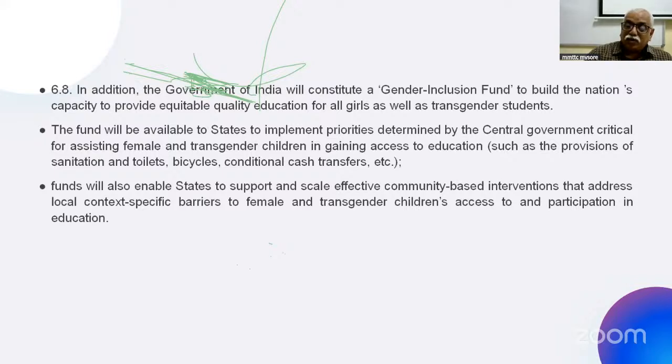To promote that, the policy says they are going to create a gender inclusion fund. The central government is going to create a fund labeled as the gender inclusion fund to build the capacity of women, and they need to provide equitable quality education for all girls as well as transgender students.